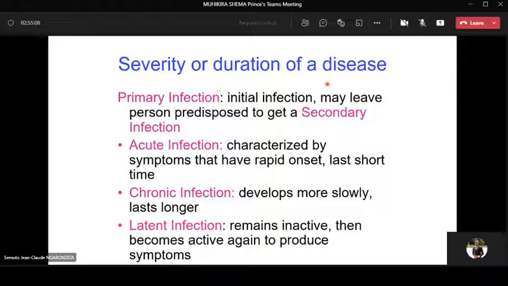Severity or duration of disease. There is primary infection, that is the initial infection. Acute infection has symptoms that have rapid onset and last a very short time. Chronic develops more slowly and lasts longer. Latent infection remains inactive, then becomes active again and produces symptoms, depending on the equilibrium between host and pathogen.